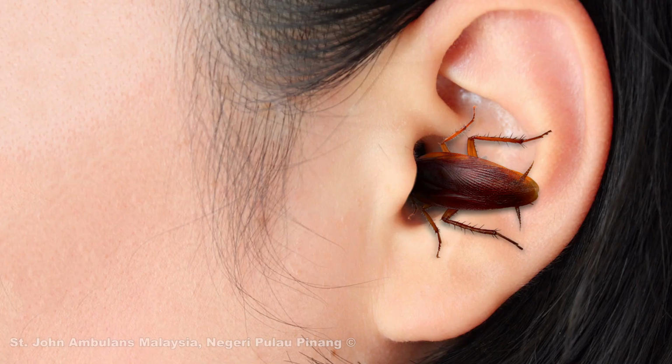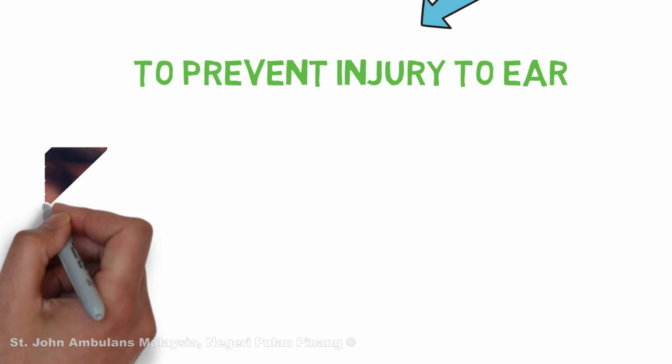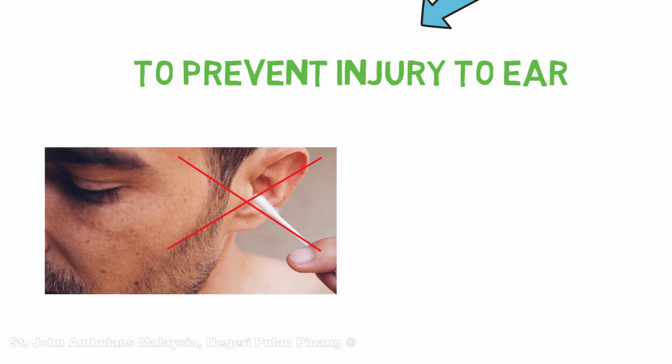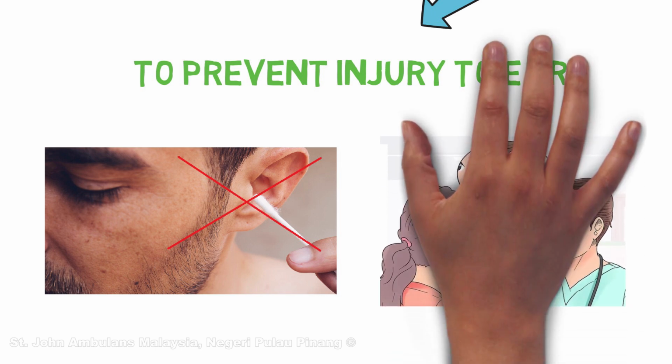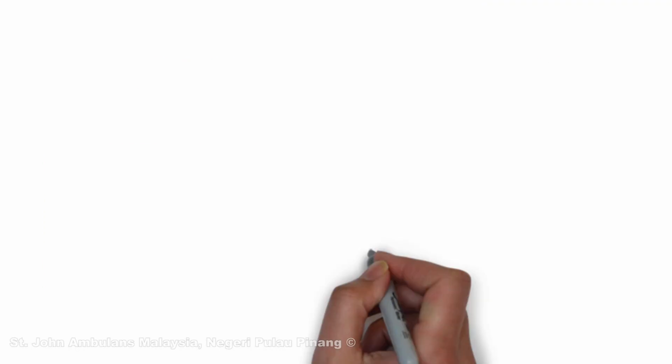Now, the most common foreign object in the ears are insect fly or crawl into our ears. So what will you do if these situations happen? If a foreign object stuck in the ears, to prevent injuries to the ears, do not try to remove a stuck foreign object yourself. Arrange to take or send the casualty to hospital as soon as possible.